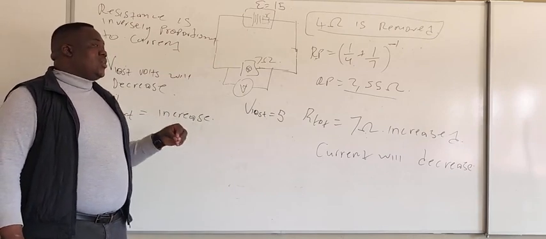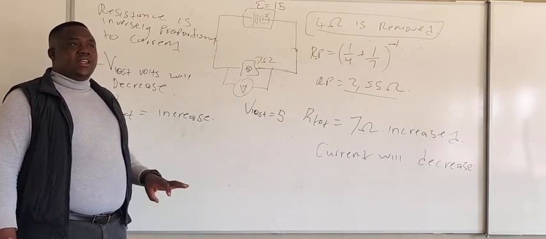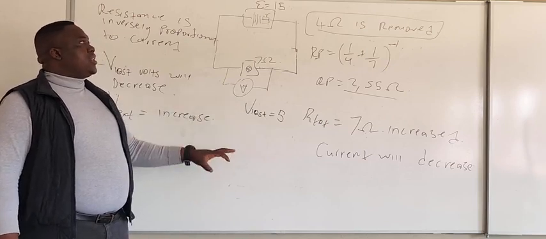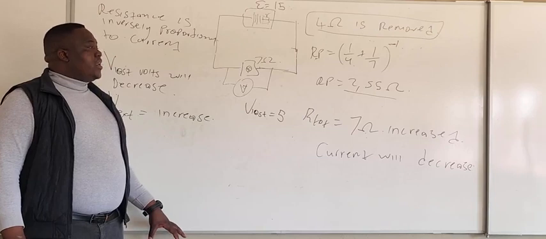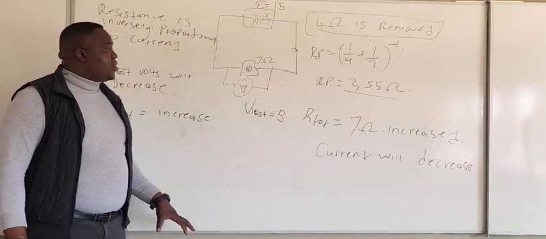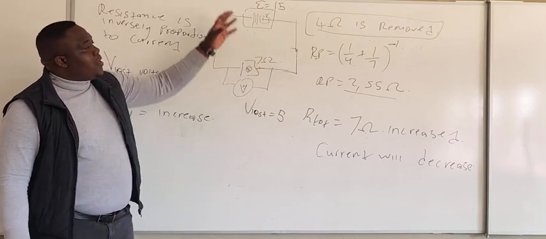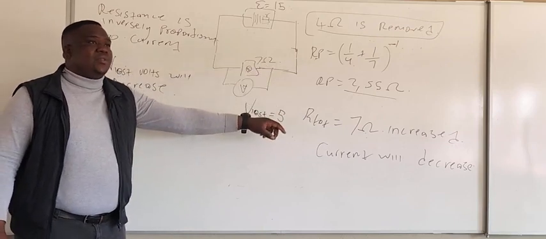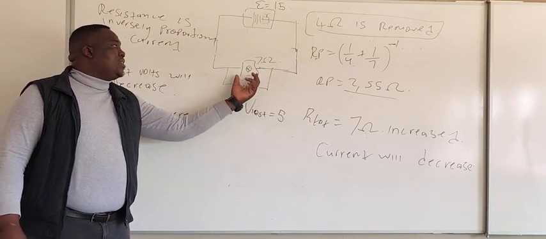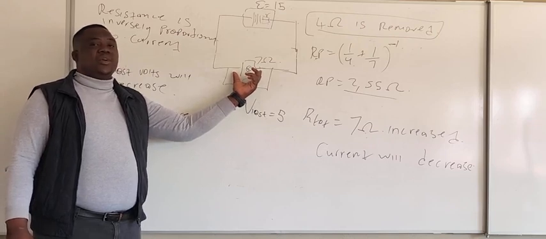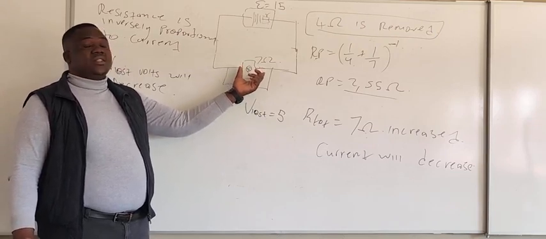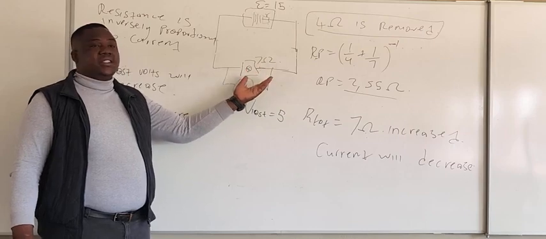Then, what will happen to the current? Then current increases. When current increases, resistance decreases. Then, let us check what will happen. Current was high in the first one because it was parallel. Now current is what? Decreased because the resistance is high. Resistance is 7 now.